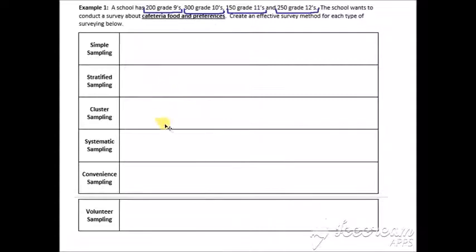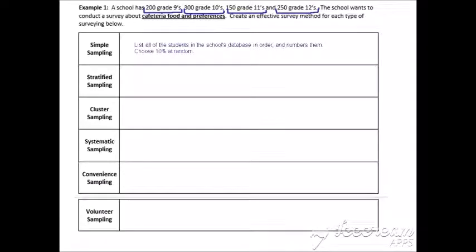So, simple random. Okay, so what we can do here is list all of the students in this school's database in order and number them. And then we choose, let's go 10% at random. Okay, so that would be our first one.